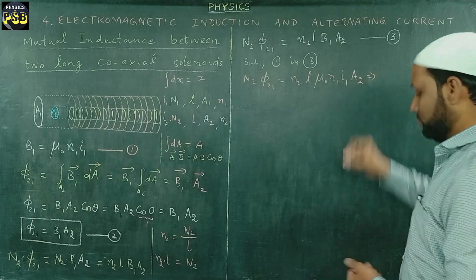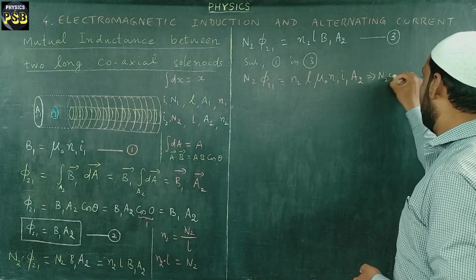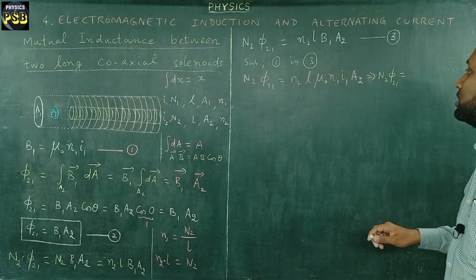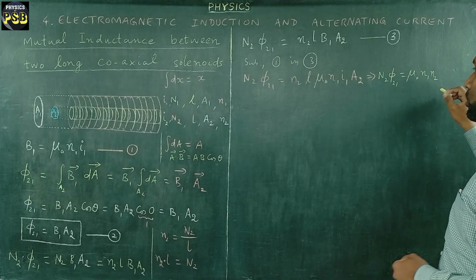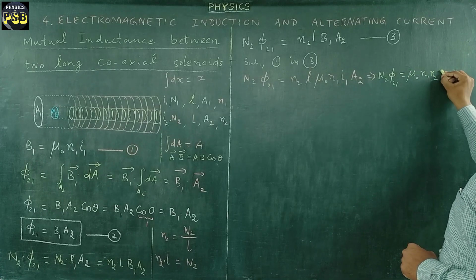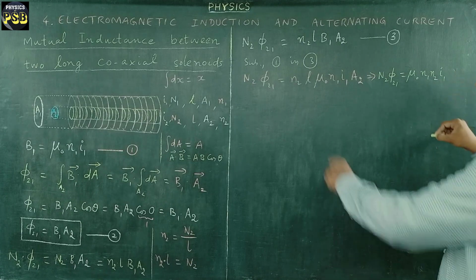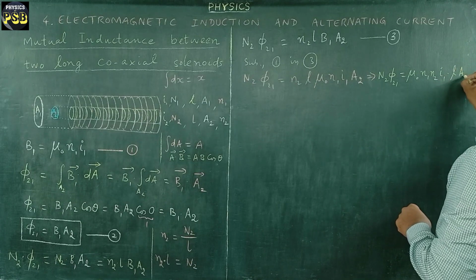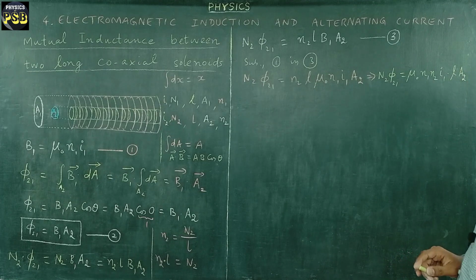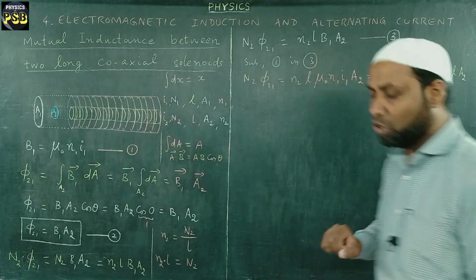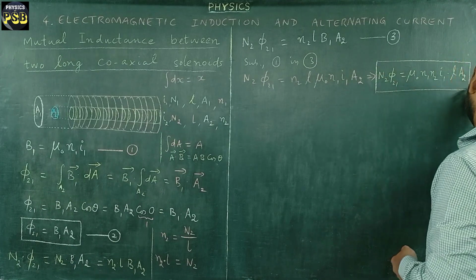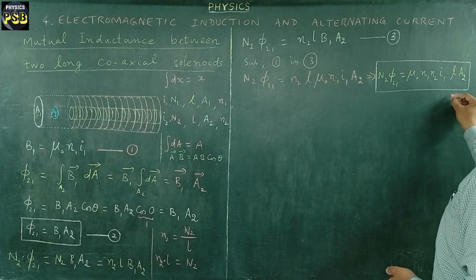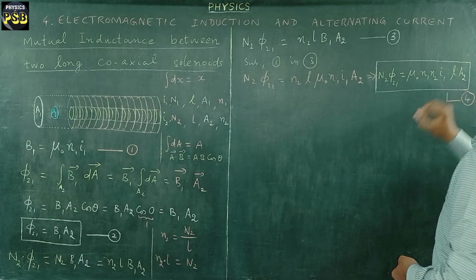I'll rearrange this one. I'll write it in this manner: N2 φ21 equals mu naught n1 n2 I1 L A2. This is the total magnetic flux linked with the second solenoid. I box this for better visibility. Then I name this one as equation number 4.